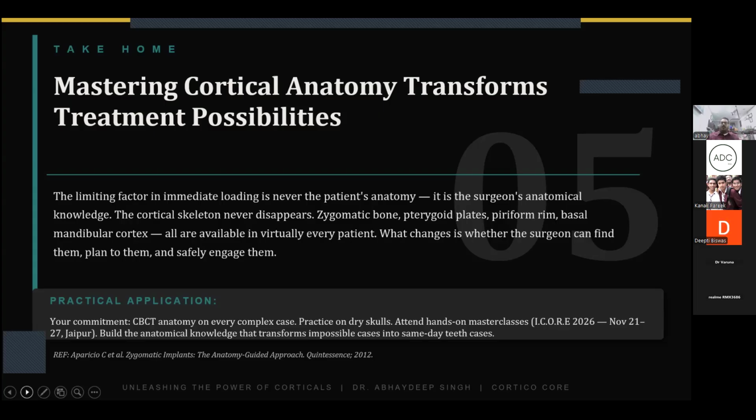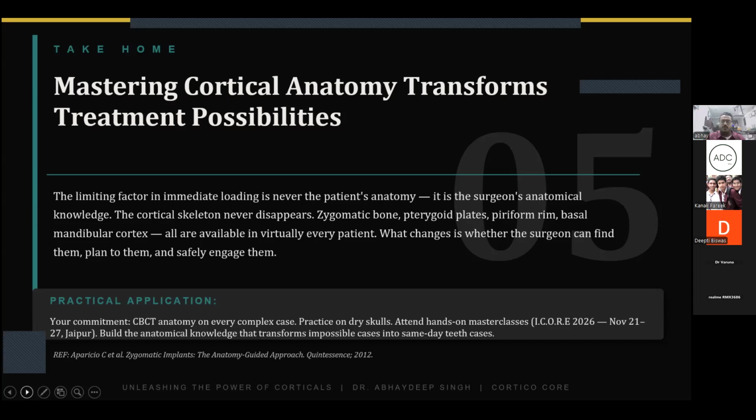We are organizing one great event, ICORE 2026, which is one of a kind. It has never happened before in India or outside of India at all. We'll be conducting a hands-on master class, and we will be attempting a world record as well, in which we are placing more than 500 implants in 5 days only.